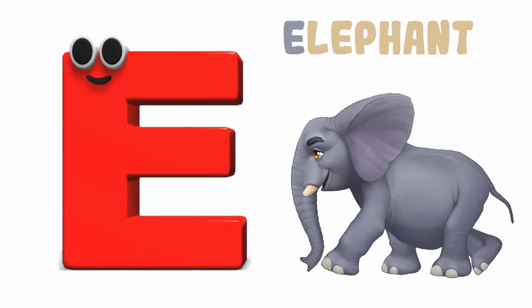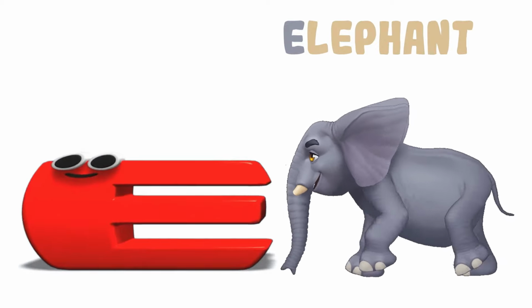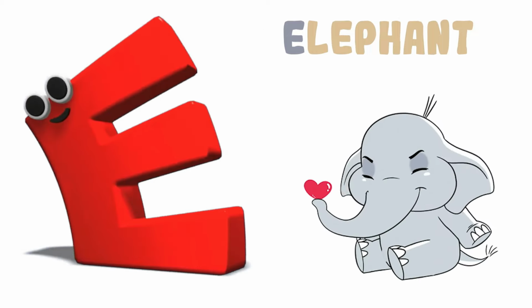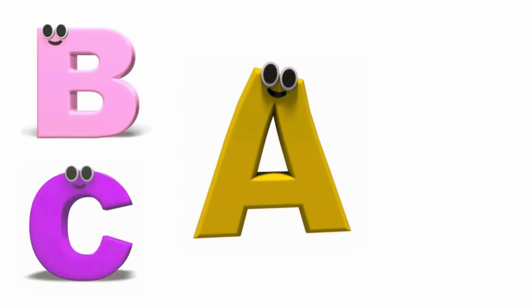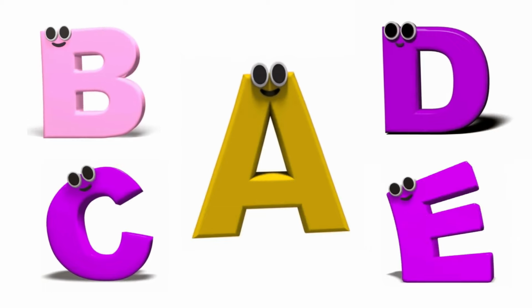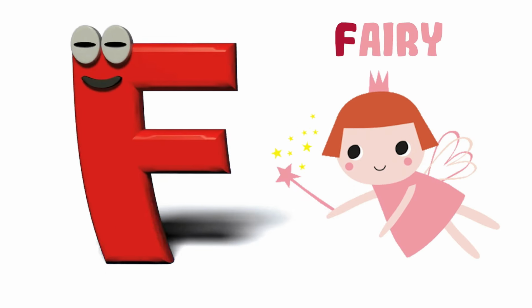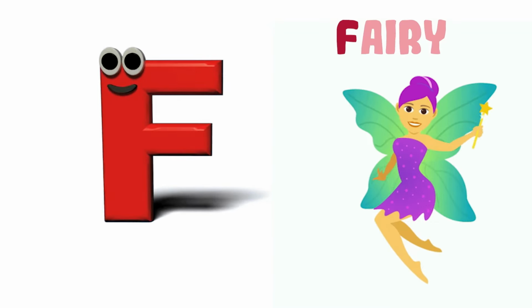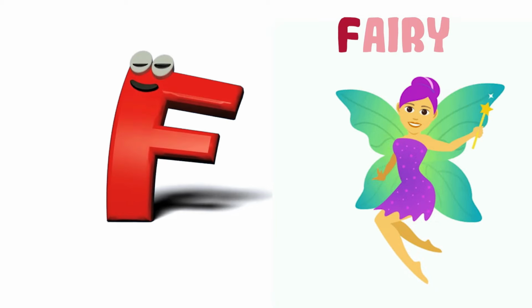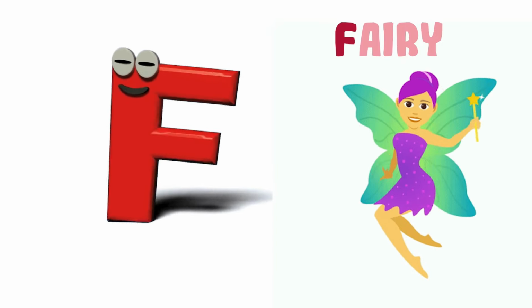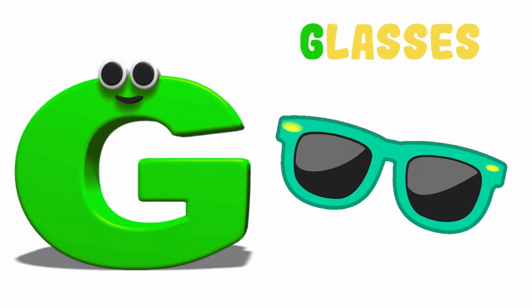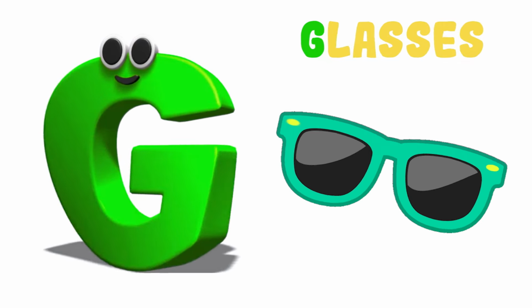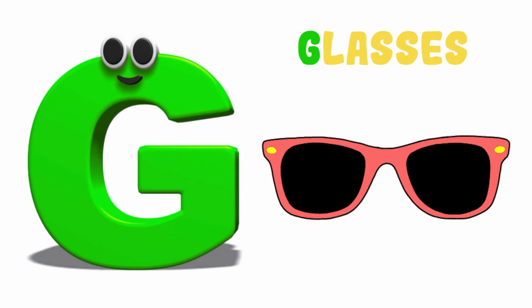E is for elephant, e, elephant. E, elephant. F is for fairy, f, fairy. F, fairy. G is for glasses, g, g, glasses. G, glasses.